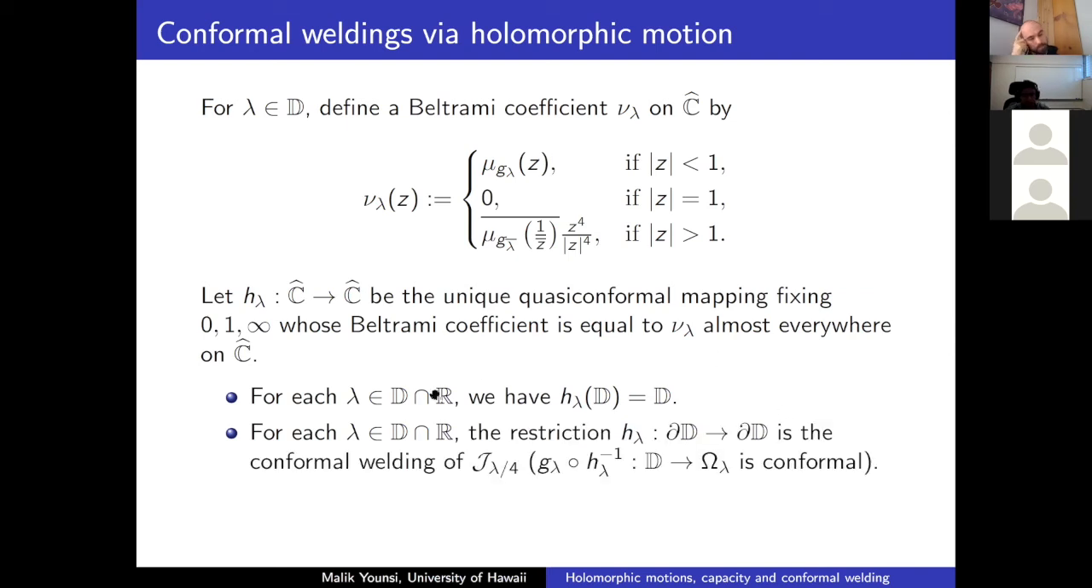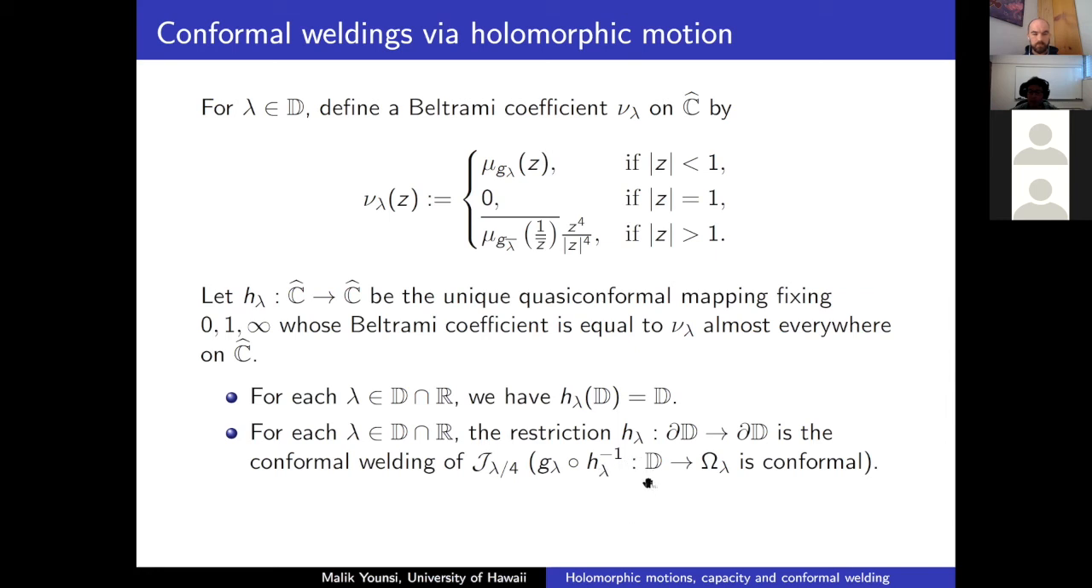And then the second property is that if you look at the restriction of H lambda to the unit circle, at least for real lambda, this is indeed the conformal welding of this quasicircle Julia set that we consider. And that's basically a simple exercise using the uniqueness part of the measurable Riemann mapping theorem. So if you look at the coefficient of H lambda and the coefficient of G lambda on the unit disk, they are equal. So then you can apply the uniqueness part of the theorem to deduce that this has to be a conformal map.